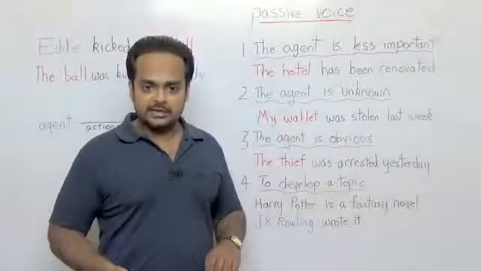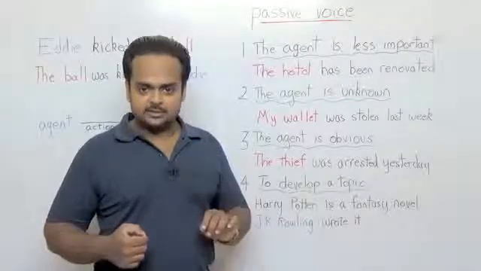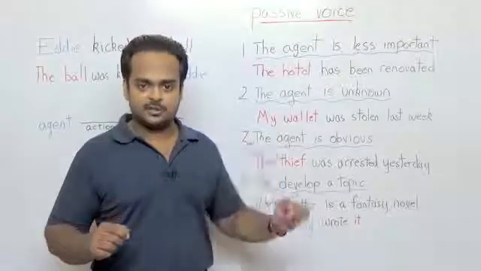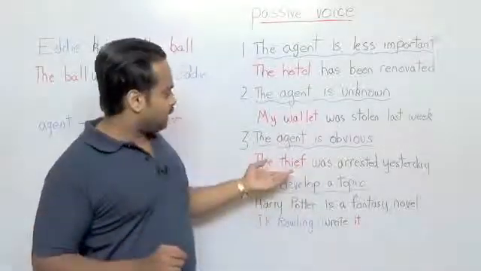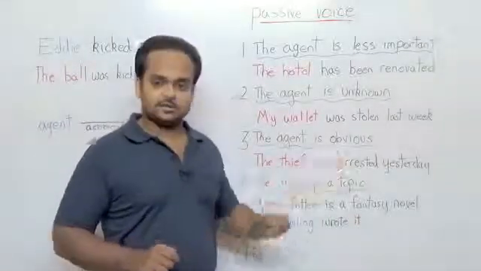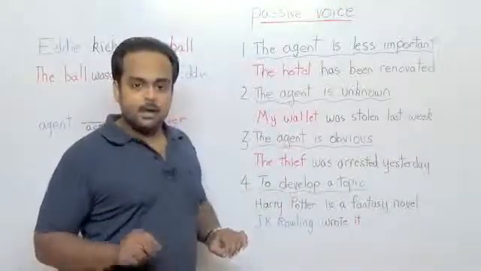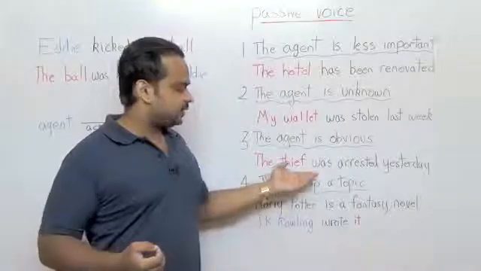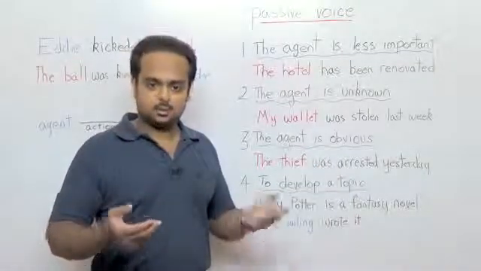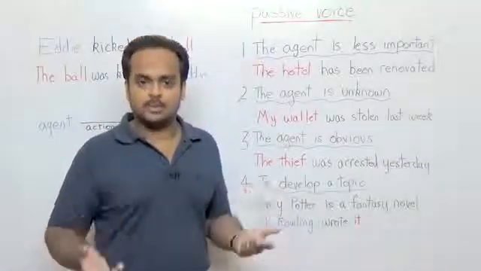Let's say that the police found the thief who stole my wallet and the police arrested the thief yesterday. The police arrested the thief yesterday. I have rewritten that sentence in the passive as the thief was arrested yesterday. Now obviously this sentence focuses on the thief, but also when I tell you the thief was arrested yesterday, you know immediately that it was done by the police because only the police can arrest people.